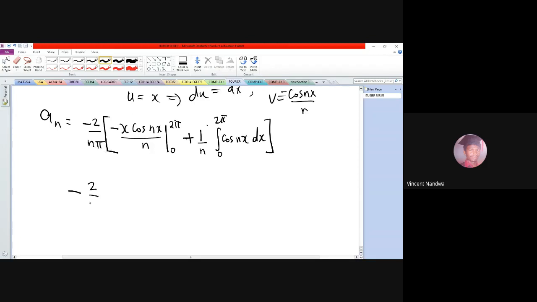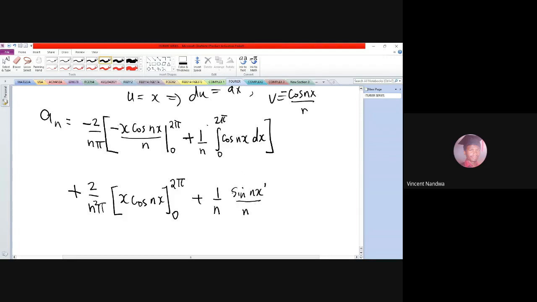2 over n. So I can factor out n squared pi. Then do the same thing: minus minus is positive, and then x cosine nx from 0 to pi, so plus 1 over n. Integrating this one, I'll have sine nx over n.